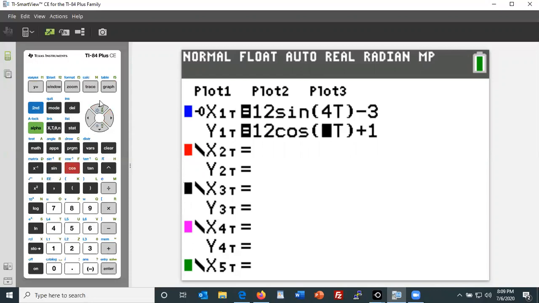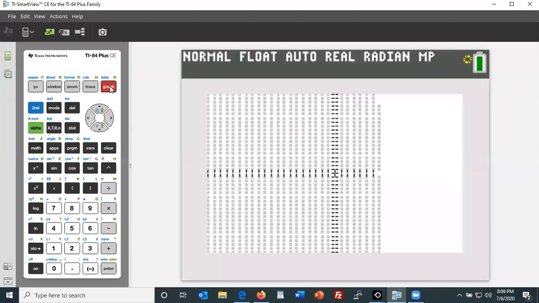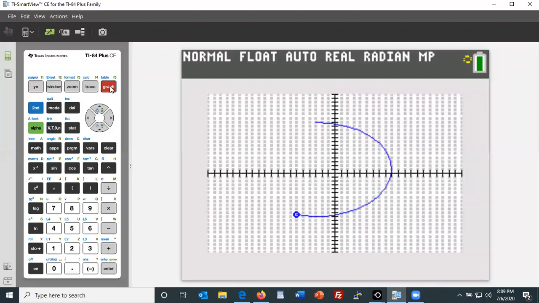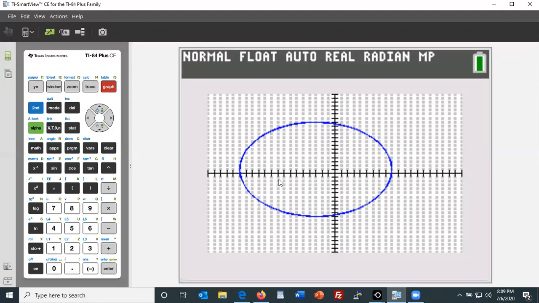All right, so this time it would go clockwise. There's once, twice, 3 times, and 4 times. But notice the shape is exactly the same, right? It's still a circle with the center at negative 3, 1. So if you go left 3 and up 1, that looks like that's about the center right there, and the radius of 12 units up and 12 down.